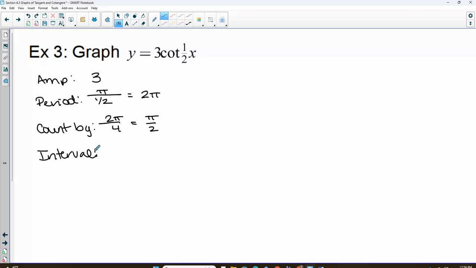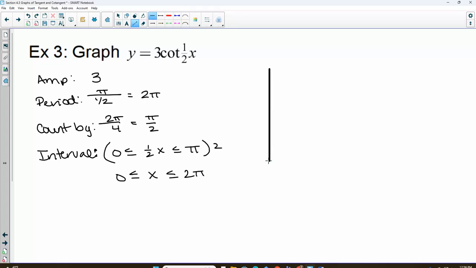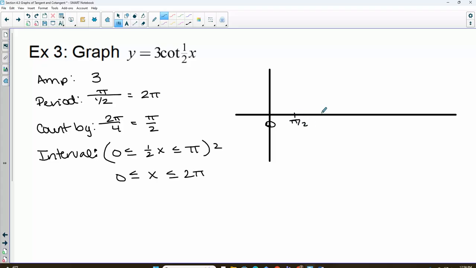Interval, this is different, it's cotangent. What nice interval do we use for cotangent? 0 to pi. So if we multiply by 2, we get 0 less than or equal to x less than or equal to 2 pi. So my interval is starting at 0. If I add pi over 2, we have pi over 2. 2 pi over 2 is pi. 3 pi over 2, 4 pi over 2 is 2 pi.